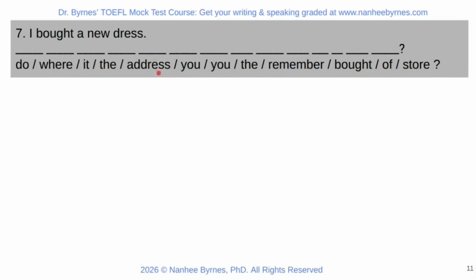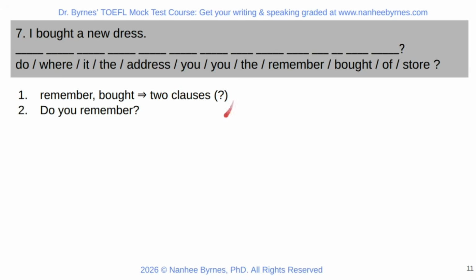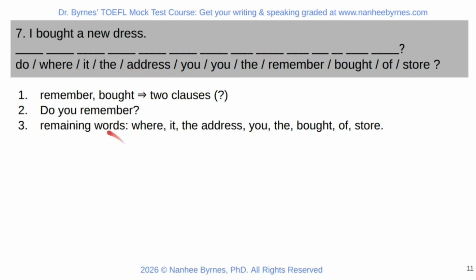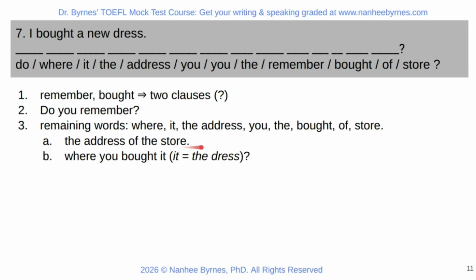Question 7. Do, where, it, the, address, you, the, bought, of, store. We see remember and bought, two verbs, so most likely we have two clauses. We immediately see the usual suspect phrase, do you remember? Now let's find the remaining words: where, it, the address, you, the, bought, of, store. Let's group related words together, the address of the store.